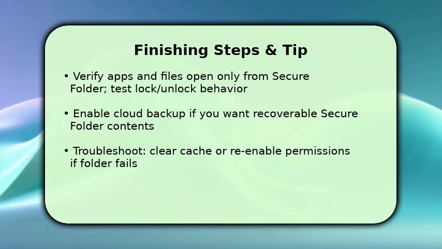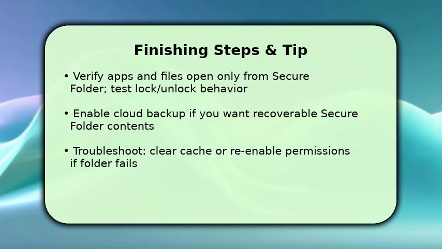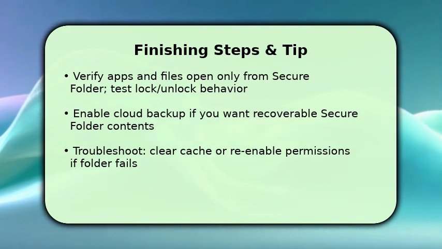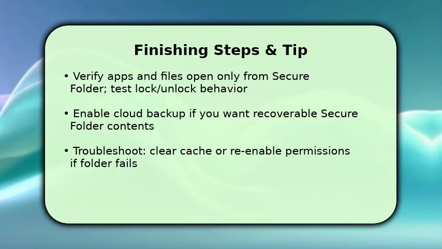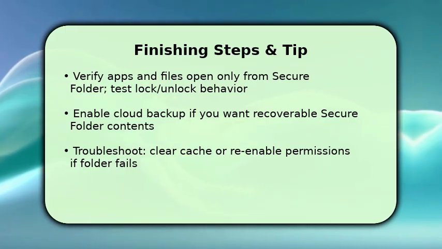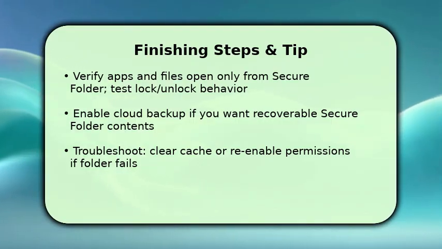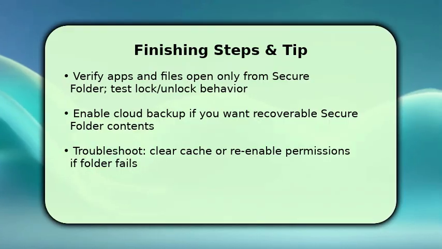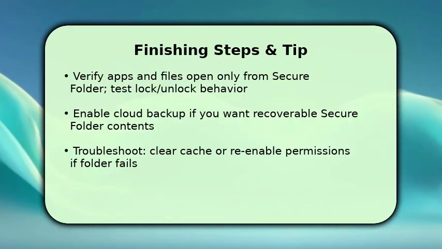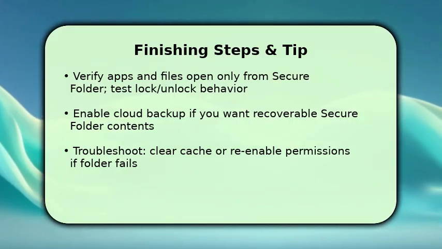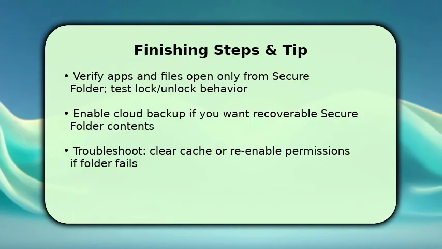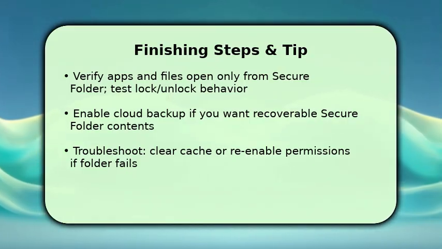You finish by confirming the Secure Folder behaves correctly and learning a quick fix. Open each protected app and file to ensure they only launch from inside the folder, and test lock and unlock several times. If you want recovery, enable cloud backup so contents can be restored to a new device. If the folder won't open or apps crash, make sure required permissions are granted. If problems persist, clear the Secure Folder cache or temporarily disable, and re-enable it to reset settings.